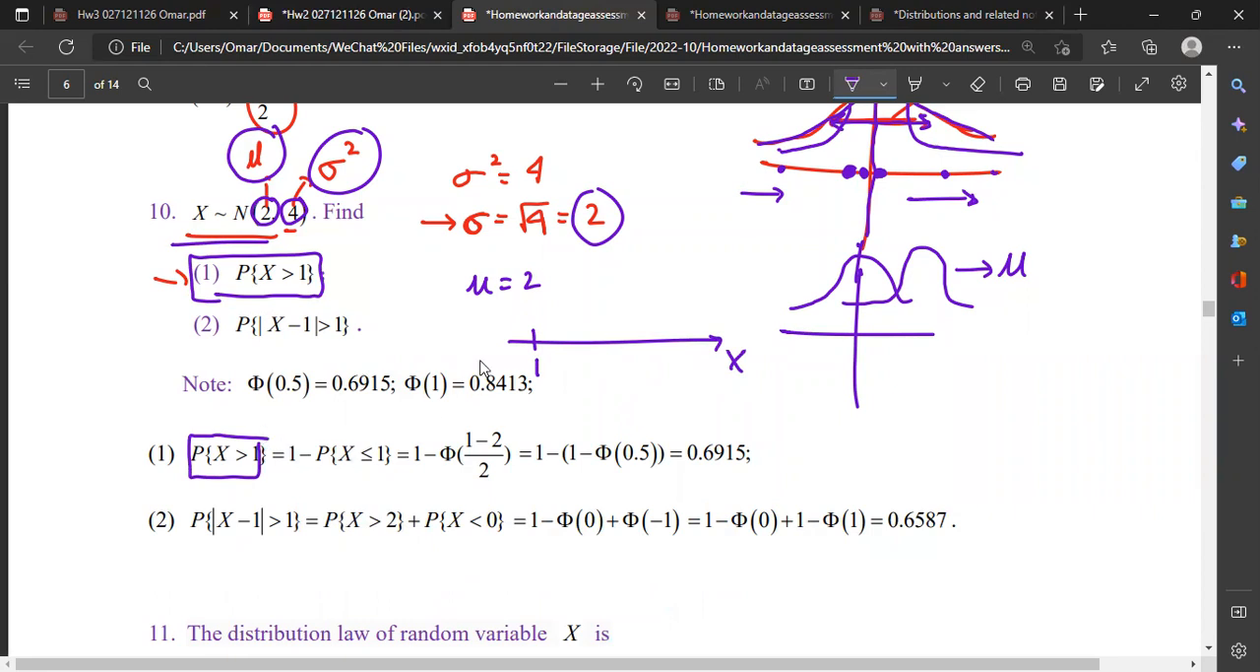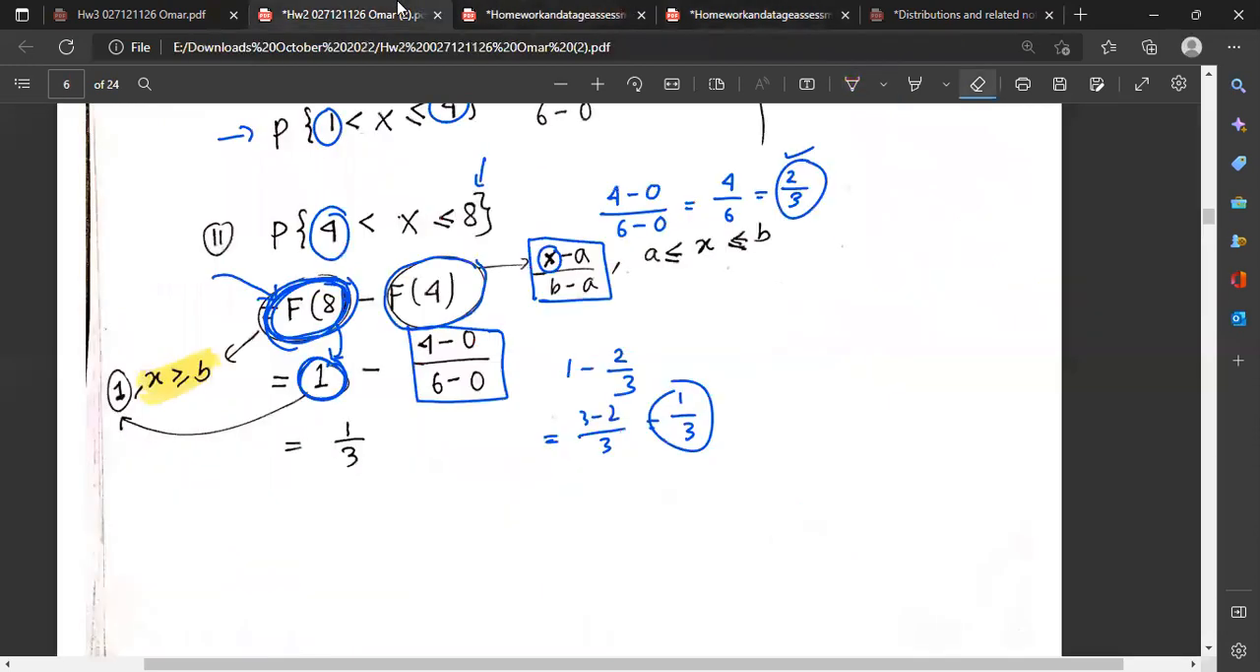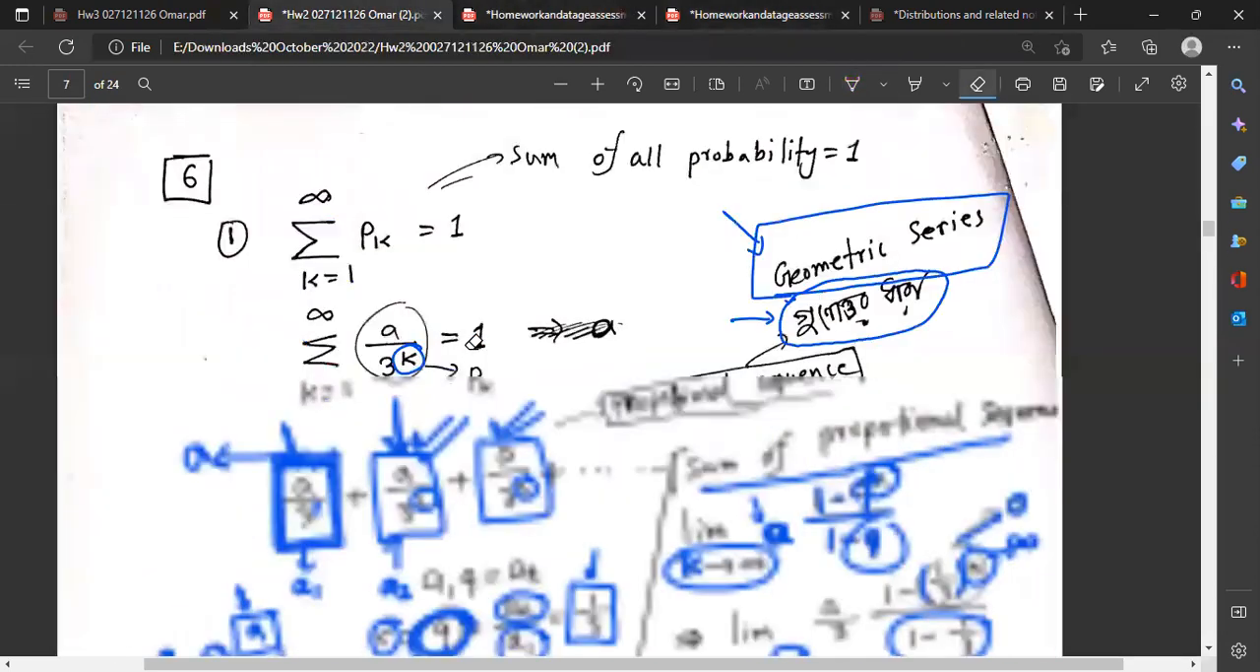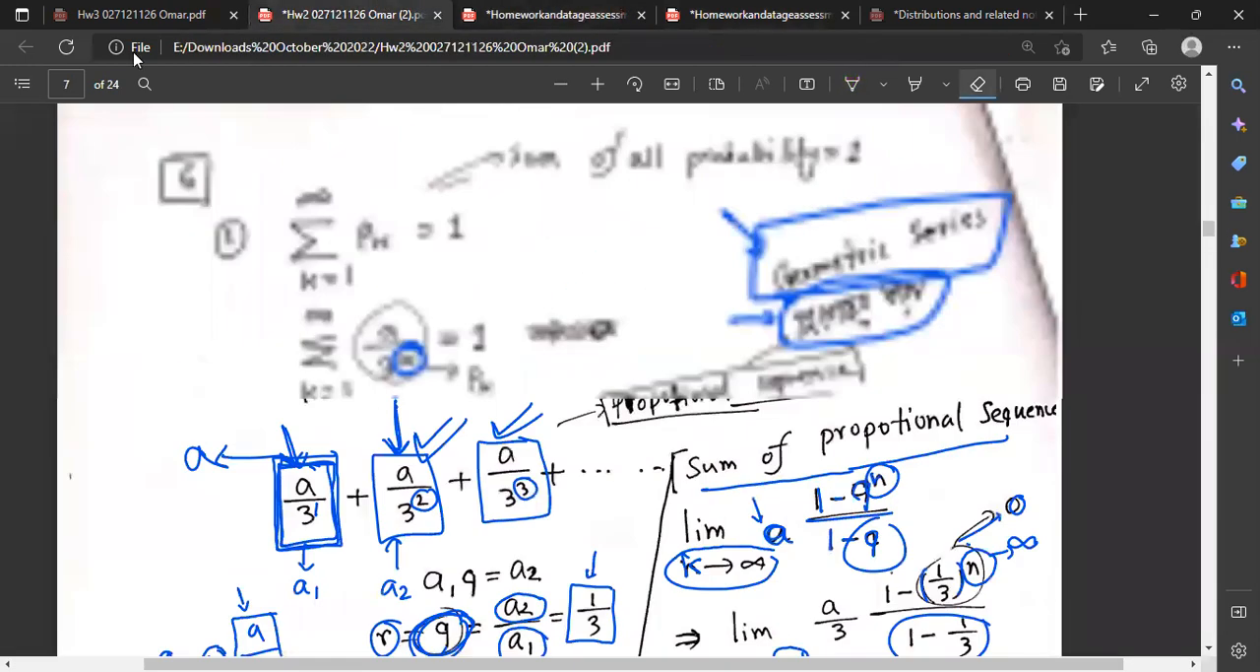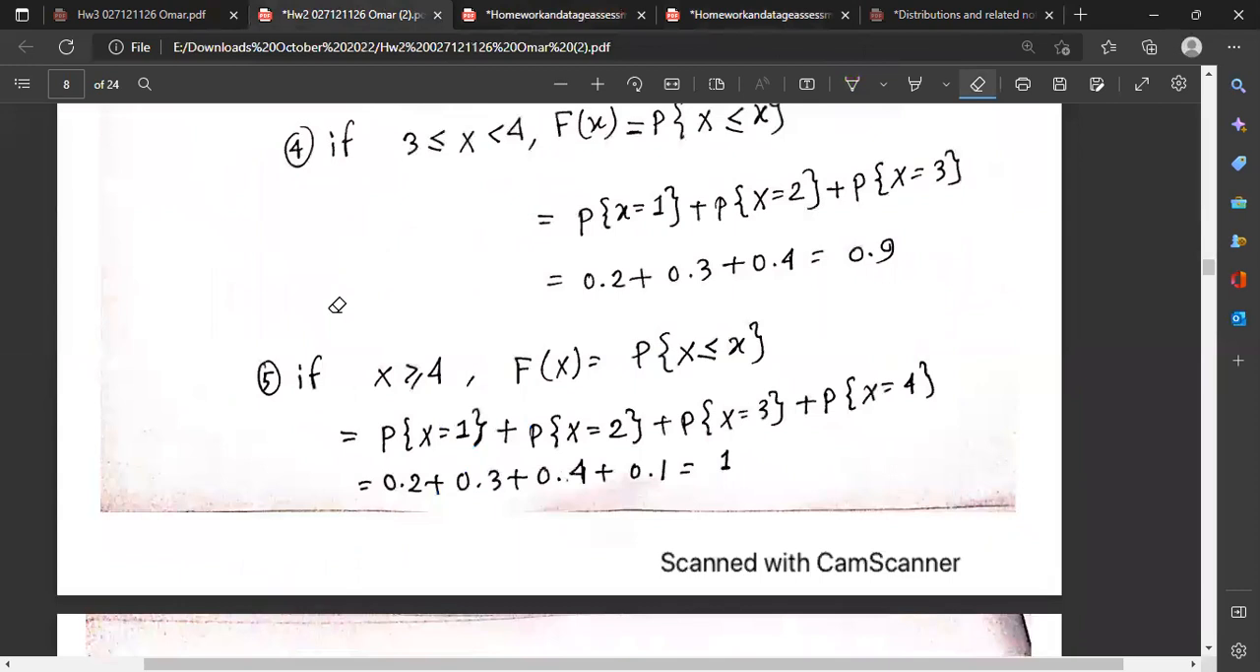So we use the formula here. When X is greater than 1, it will be 1 minus the probability that X is less than or equal to 1. This is easy to calculate. So the formula is, if I share my notes in the last part, this is W10.